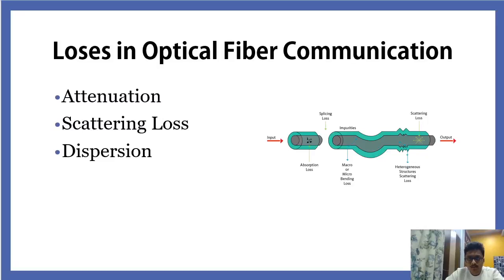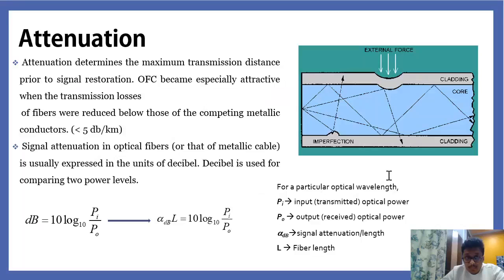Losses in optical fiber communication can be described in three categories: attenuation, scattering losses, and dispersion, as can be seen in the image. First, here are the macro losses due to bending, scattering losses, and absorption losses. Now, attenuation. Attenuation determines the maximum transmission distance prior to signal restoration.